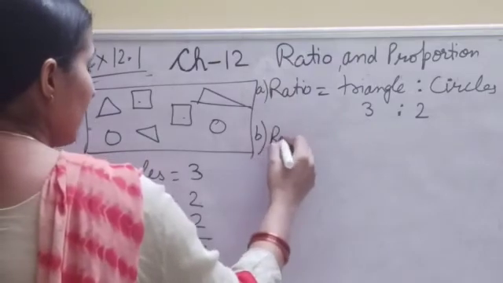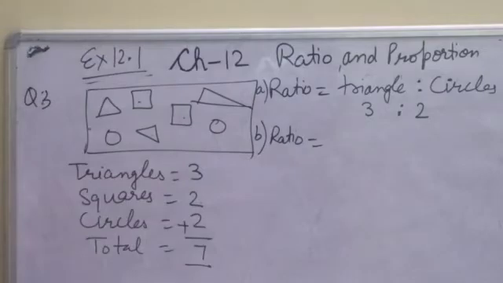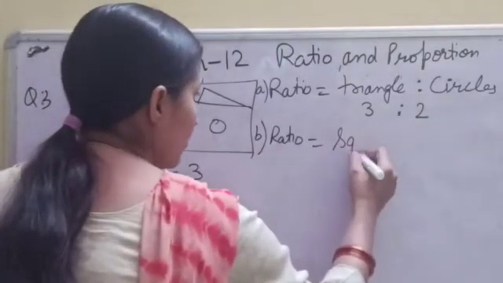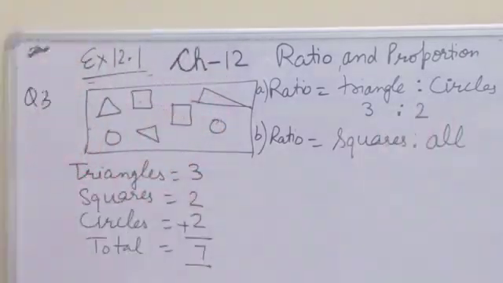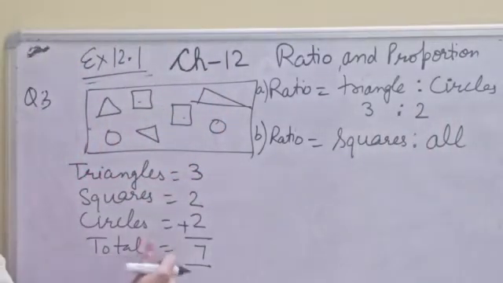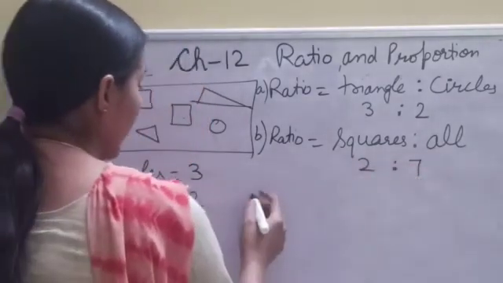In part B, we have to find the ratio of squares to all the figures. So squares to all the figures. All means total, which is 7, and squares are 2, so the ratio is 2 to 7.